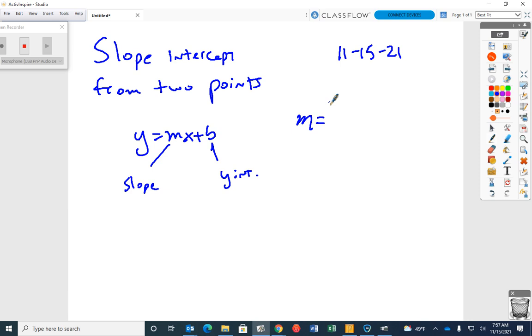Y2 minus y1 over x2 minus x1. Thank you. Okay, do you guys remember that? That's how you find the slope from 2 points, right? So if I gave you 2 points, could you find the slope?